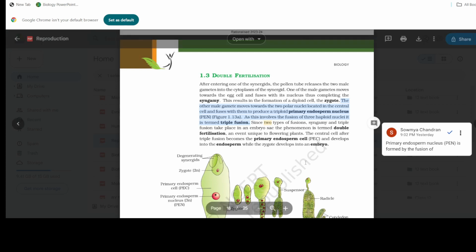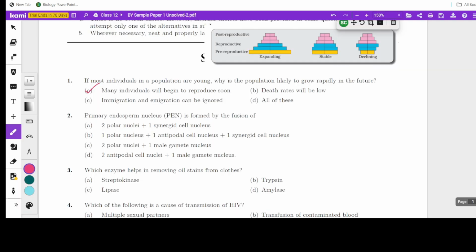So let's check the question. What are the options given in the question? 2 polar nuclei plus 1 synergid cell nucleus. No. 1 polar nucleus, 1 antipodal, 1 synergid. No. 2 antipodal cell nuclei and 1 male gamete nucleus. So that's also not the one. 2 polar nuclei and 1 male gamete nucleus. Yes, that's right.